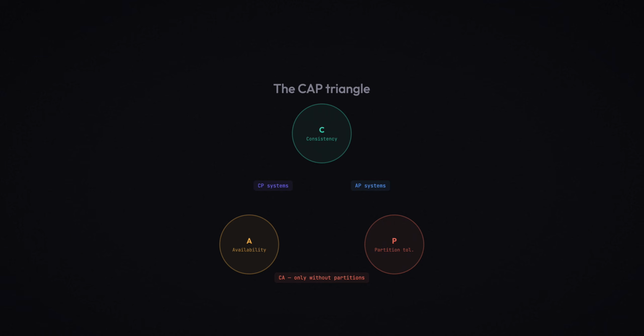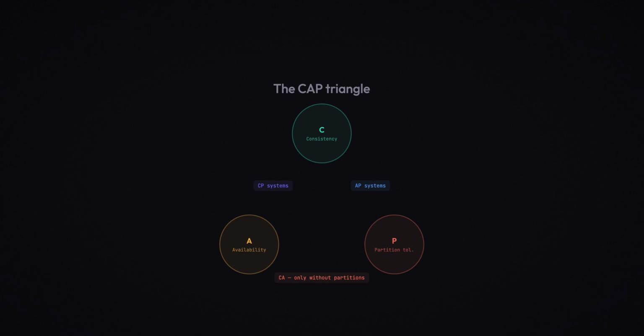So here's the classic CAP triangle: C at the top, A and P at the bottom corners. The theorem says you can have at most two. The edges represent the pairs. CP systems on the left, consistent and partition tolerant. AP systems on the right, available and partition tolerant. And CA at the bottom, consistent and available, but only when there are no partitions. But there's a problem with this framing.